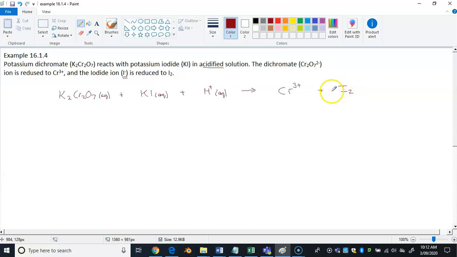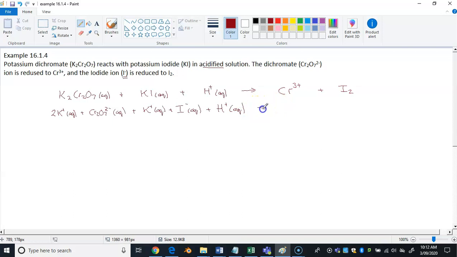And we need to figure out the half reactions for each of these things, and that will give us the overall balanced equation. Now, before we go anywhere else, I'm going to break this up into 2K+ aqueous plus Cr2O7 2- aqueous plus K+ aqueous plus I- aqueous plus H+ aqueous.